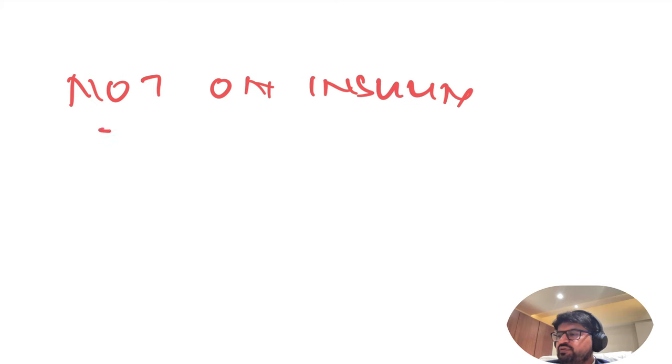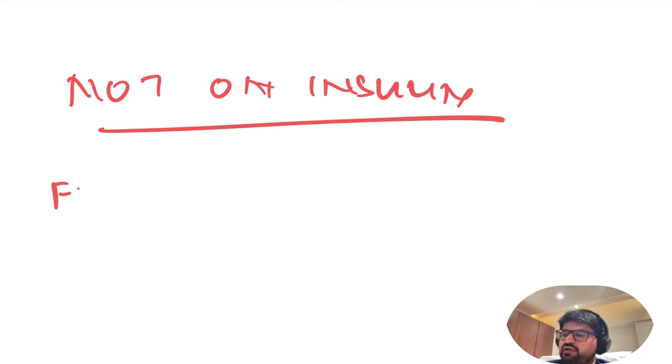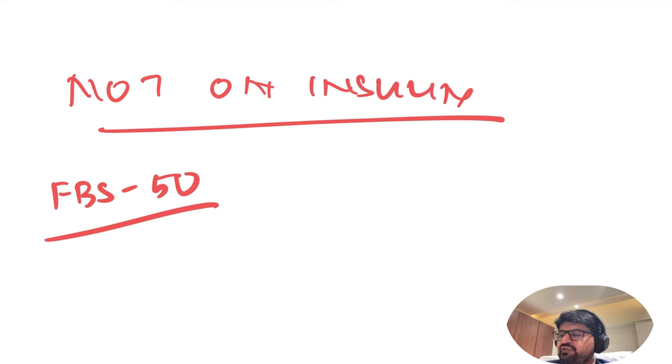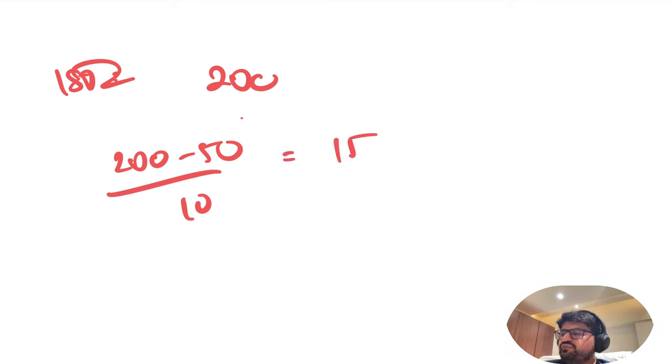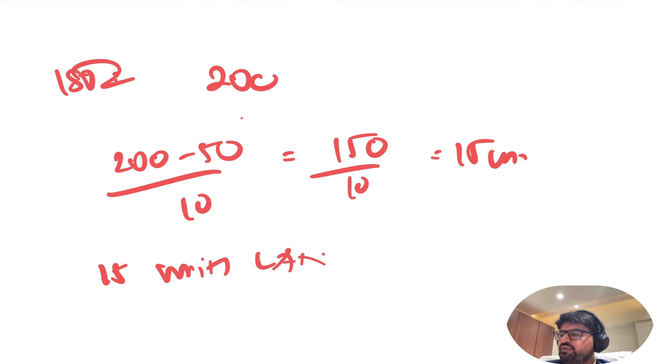The third situation is that the patient was not on insulin and you want to start the patient on insulin. Here, what I typically do is use a formula: fasting blood sugar minus 50, divided by 10. This is the starting dose of basal insulin. For example, let's say the patient's fasting sugar is 200. So 200 minus 50 divided by 10, this is 150 divided by 10, equal to 15 units. So I'll start this patient on 15 units of Lantus.